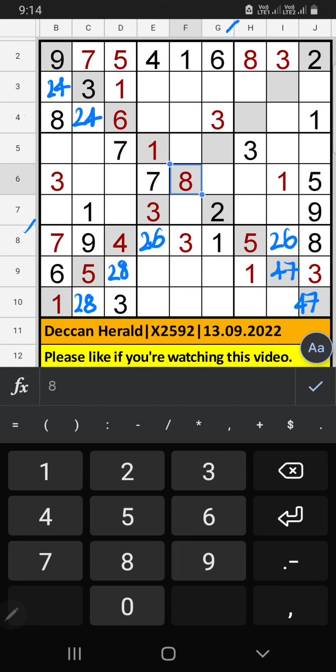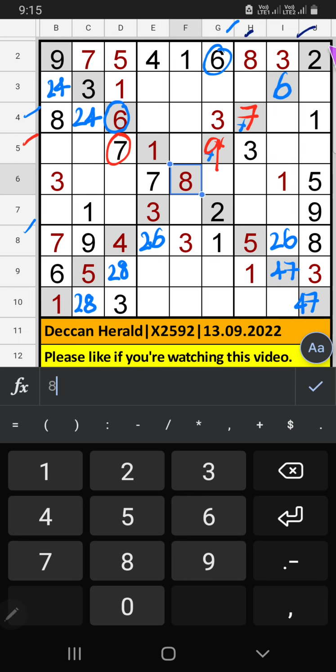Column G and 4th row, we have 6. So 6 can't come in these cells. Then 6 is confirmed here. Then in this diagonal, two numbers are remaining, 7 and 9. 5th row, we have 7. So 7 can't come in the cell, 7 is confirmed here. The 9 is here.